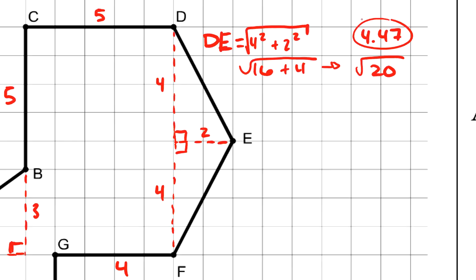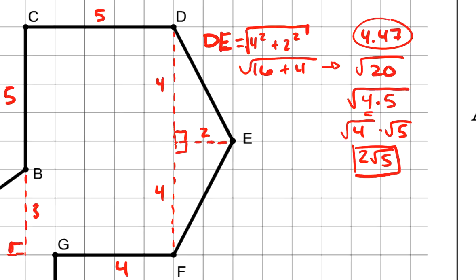So it's probably preferred to use the exact answer here. Root 20 is the exact answer, and I could write this exact answer in a simplified form. Root 20 is 4 times 5, and I was basically breaking it up because I know this 4 is a perfect square. I can rewrite this as the square root of 4 times the square root of 5, and root 4 is the number 2. So what I have here is 2 root 5. This is the simplified radical version of the length of DE. DE is 2 root 5.